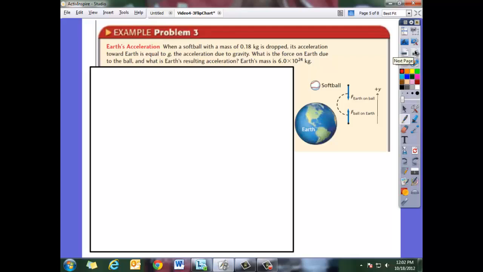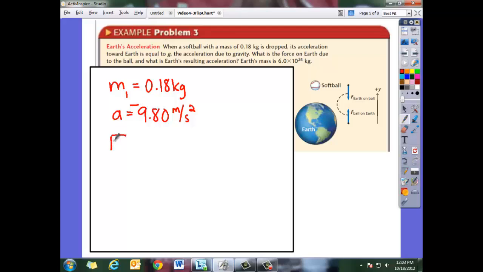If we want to look at Newton's third law in mathematical terms, we take an example out of your textbook, example problem 3. When a softball with a mass of 0.18 kilograms is dropped, so I have the ball, the mass is 0.18 kilograms. Its acceleration towards the earth is equal to g. So I know that a is equal to 9.8 meters per second squared, the acceleration due to gravity, and I know that that's negative. What is the force on earth due to the ball? What is the earth's resulting acceleration?